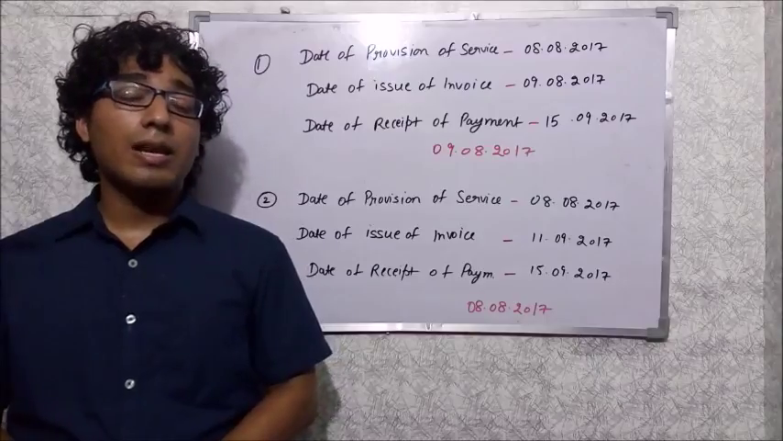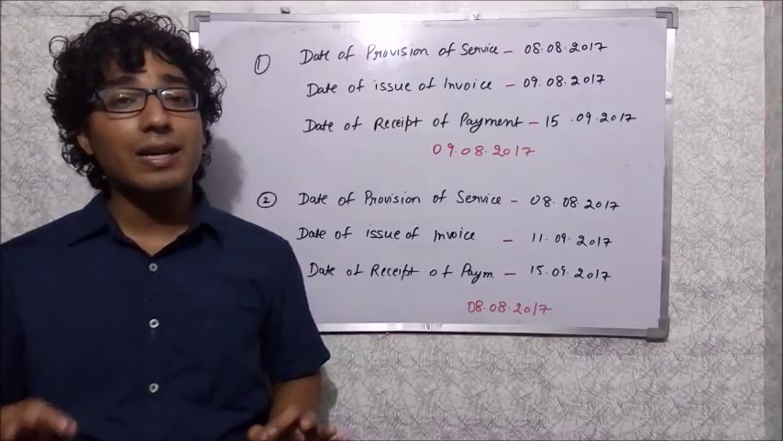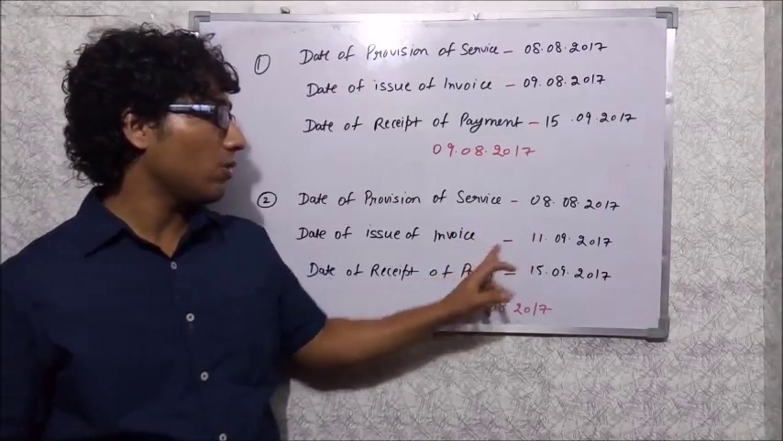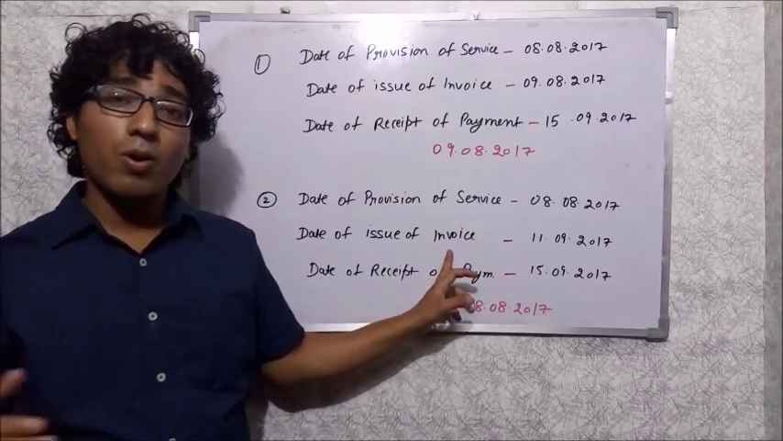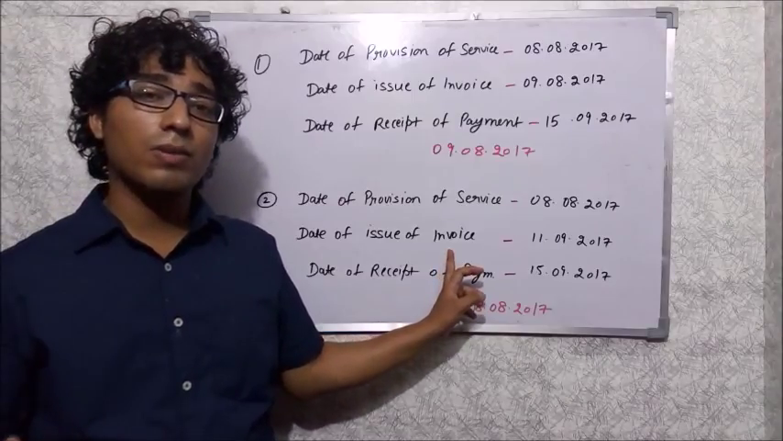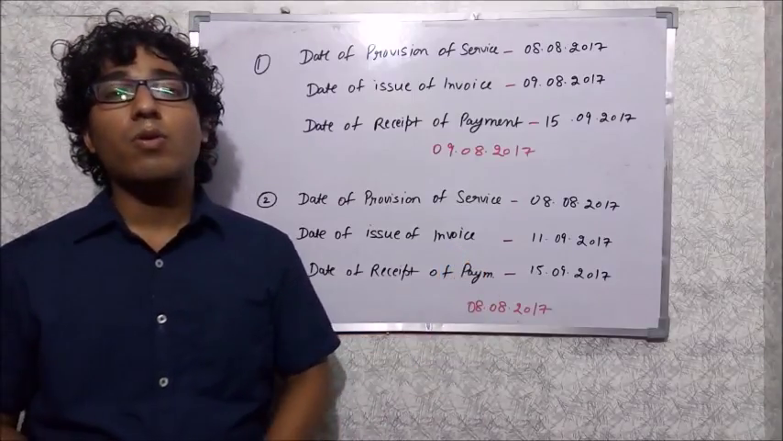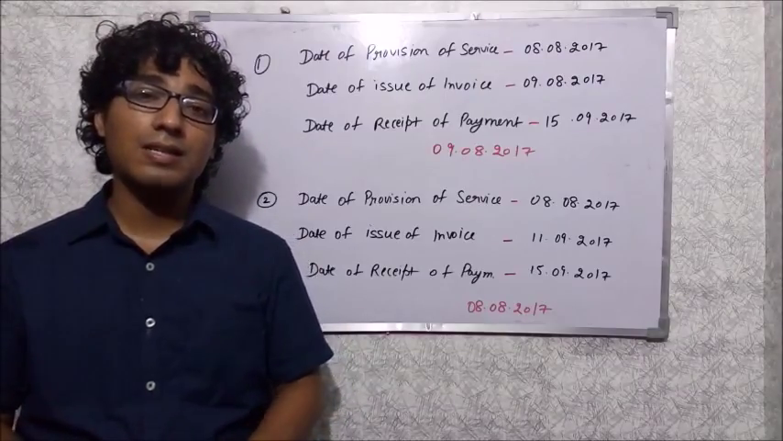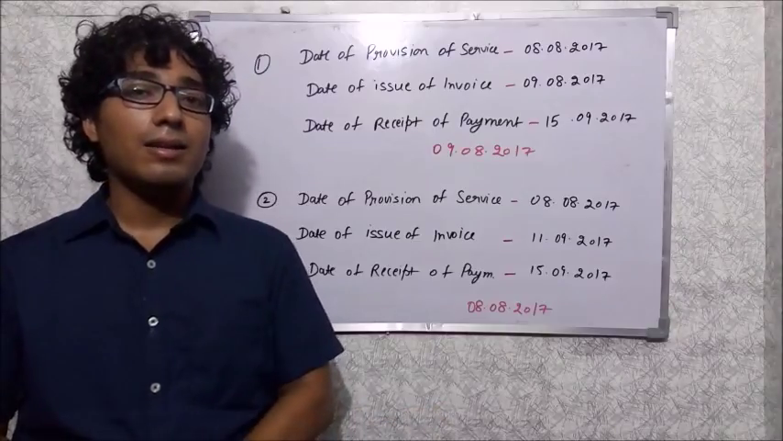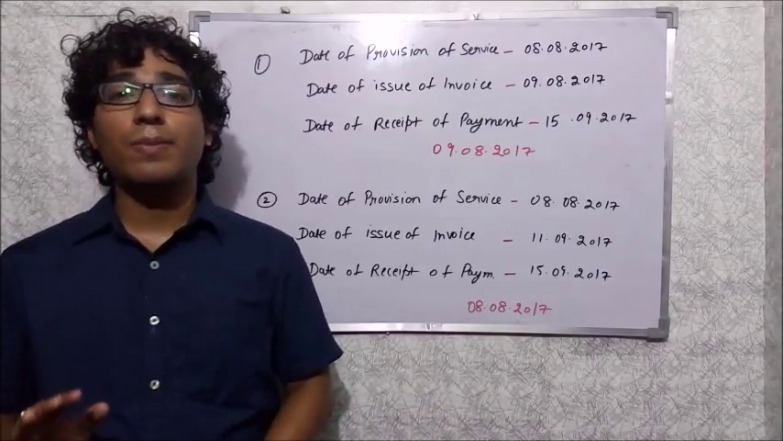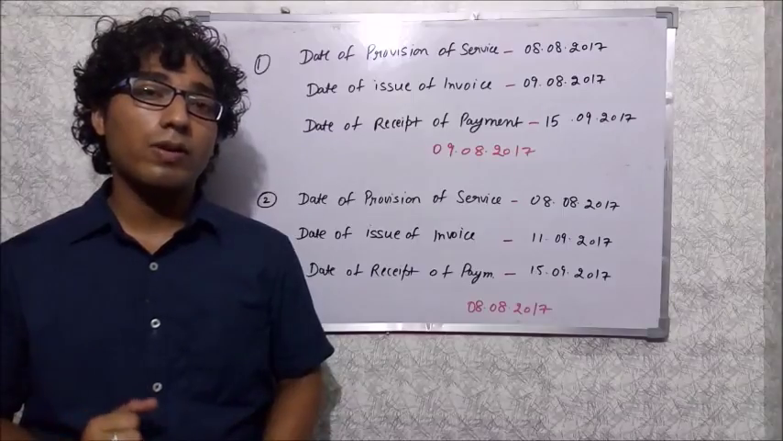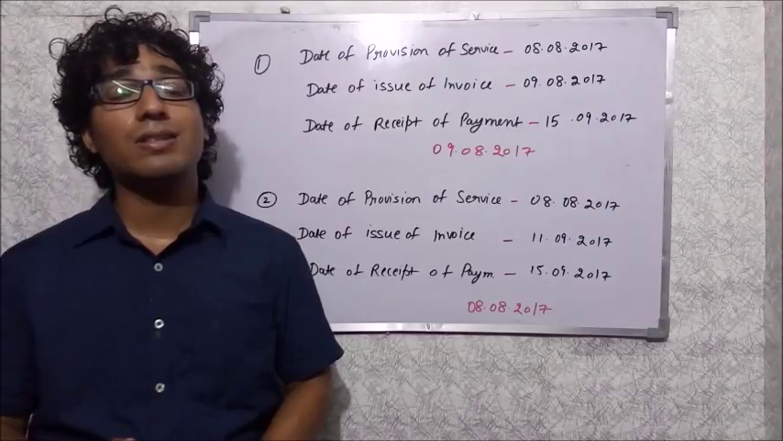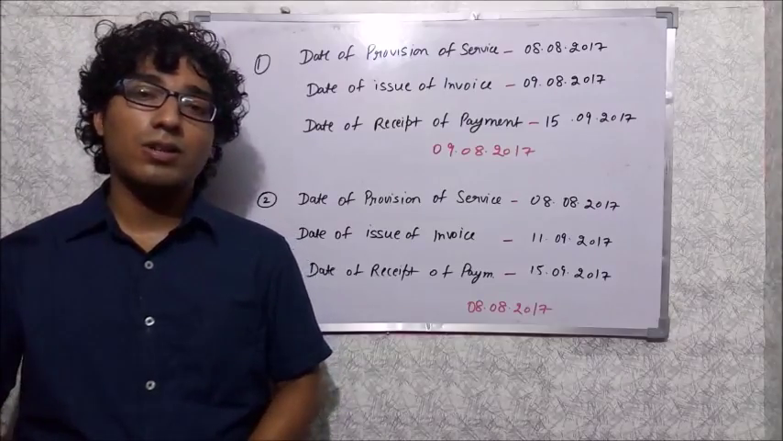So we have to check whether the invoice is issued within the 30 days of the provision of service. If you look at the example, the date of issue of invoice is beyond the 30 days from the date of provision of service. Therefore, we have to follow the second situation which we discussed in the previous question, and in this case the time of supply of service will be the earlier of the following two events. The first event was the date of provision of service, not the issue of invoice, and the second is the date of receipt of payment.